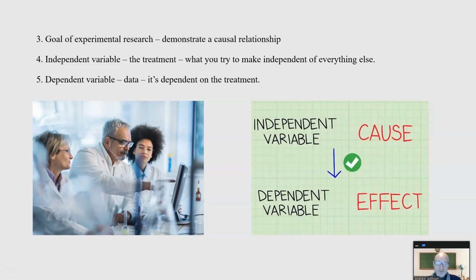The independent variable is the treatment, often the approach, what you try to make independent of everything else. You control all the variables except for this one. The dependent variable, that's the data or the effect. It's the treatment or the particular approach you use, often.